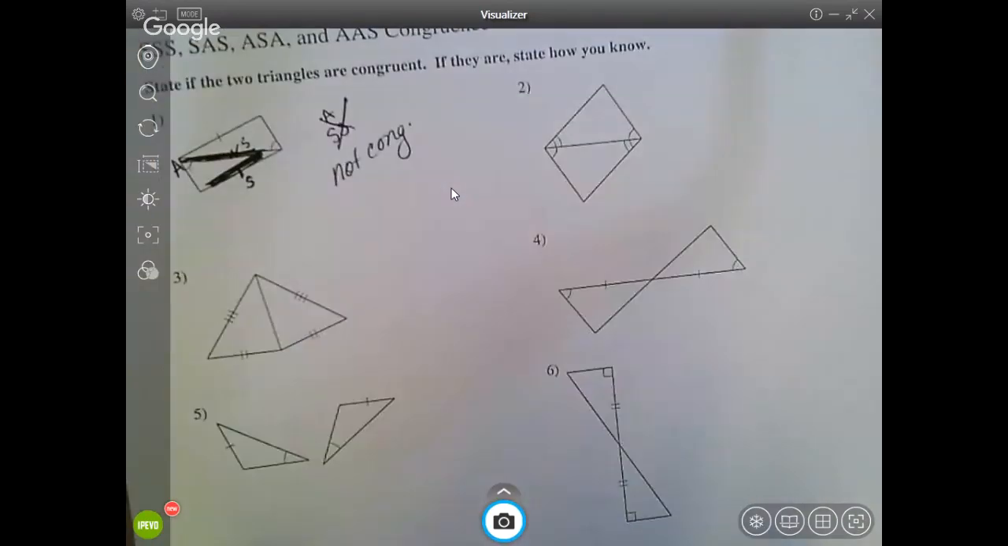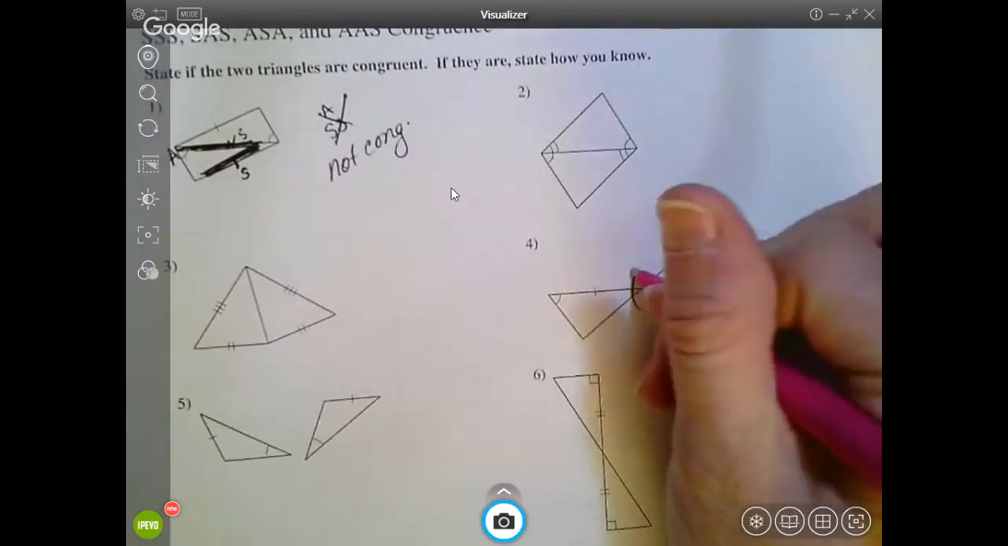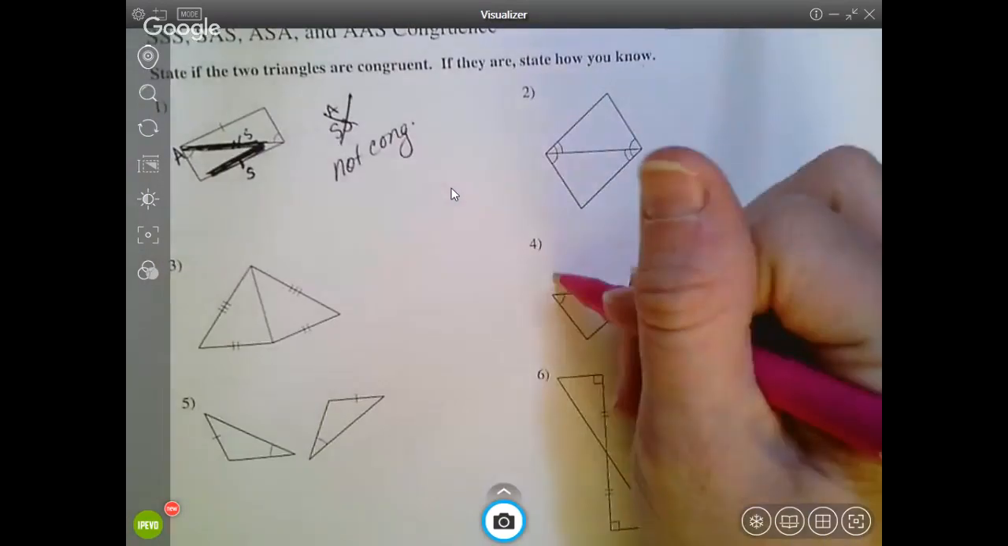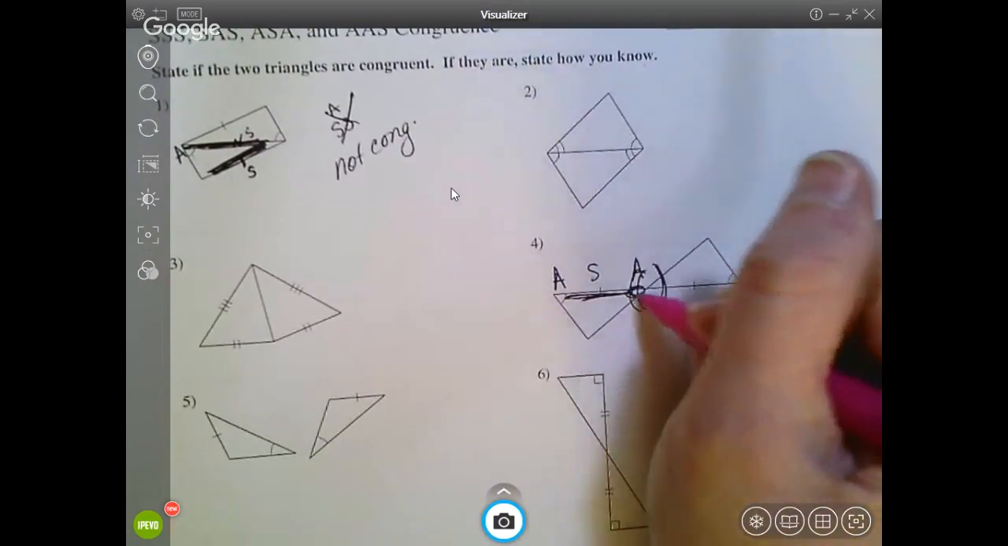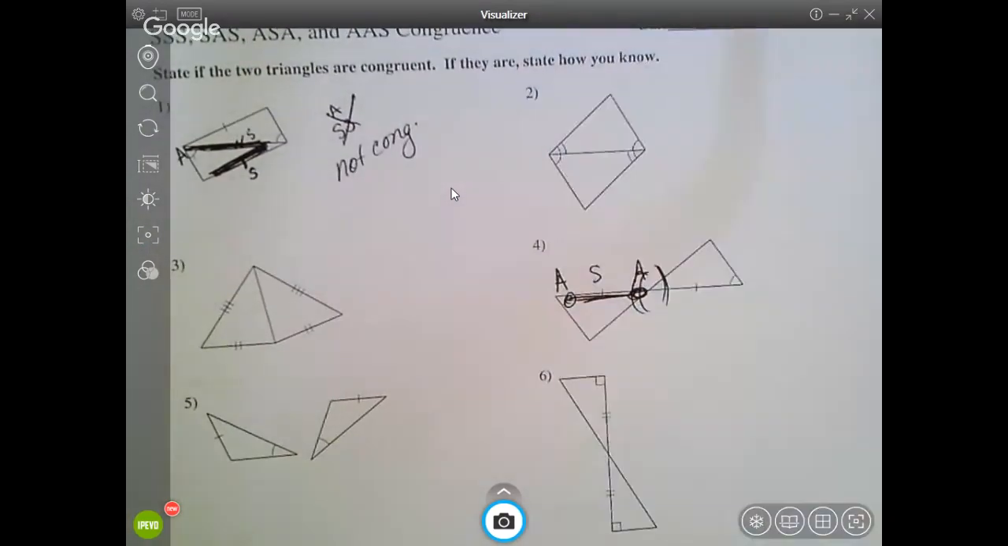So if we look over here, we know these angles are congruent for vertical angles. So this is angle, side, angle. The side is touching both of my angles. So this would be angle, side, angle. What about number 5? Yep, I'm getting there.